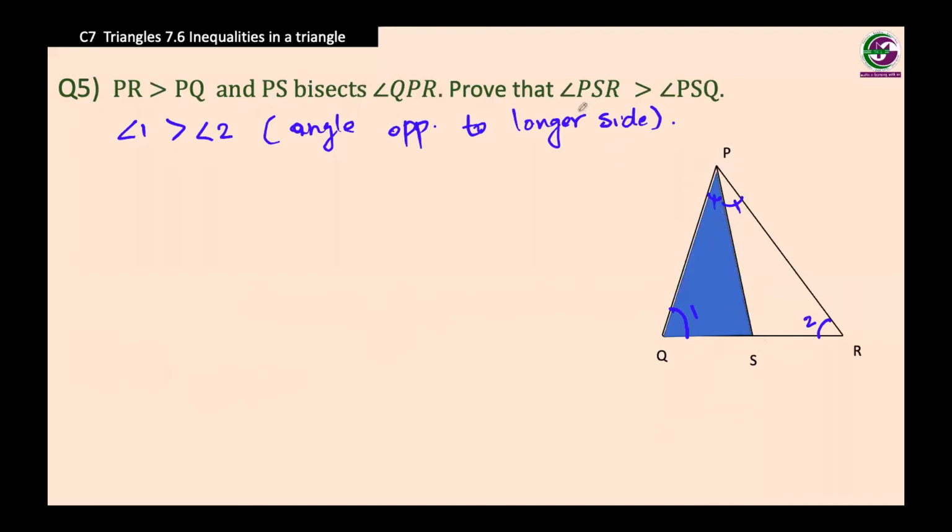Now we have to prove that angle PSR is greater than angle PSQ. This is what we have to prove. Now, for the triangle PQS, angle PSR is the exterior angle.